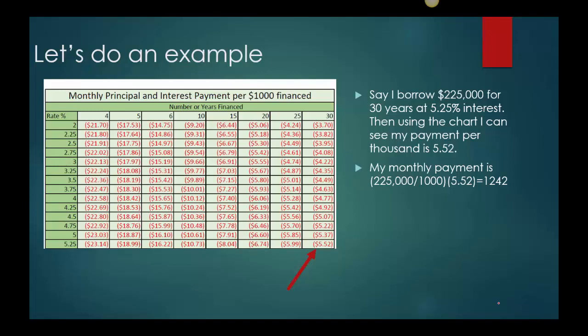So using the chart, I can see that my payment per thousand is $5.52. So in this example, the monthly payment, I would take the $225,000 and I divide by 1,000. Always divide by 1,000. Multiply it by the 5.52. Came out really pretty. It's $1,242. Okay, so this is the monthly payment we're going to pay for this house.